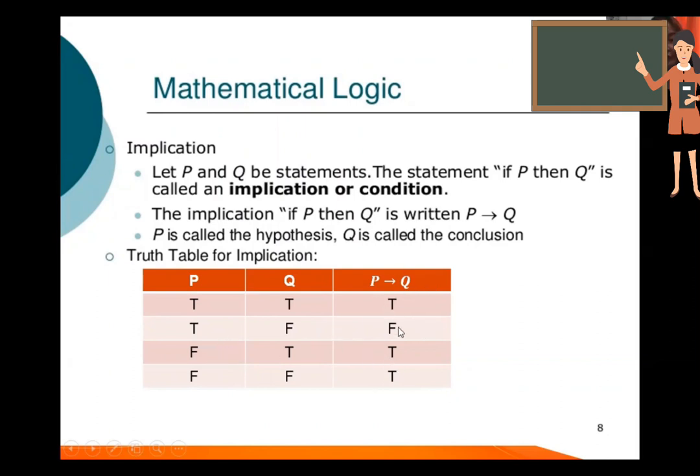So that is how you are going to familiarize. So again, only TF, therefore false for the conditional statement. All the rest is true: false, false, therefore true; false, true, therefore true; true, true, therefore true.